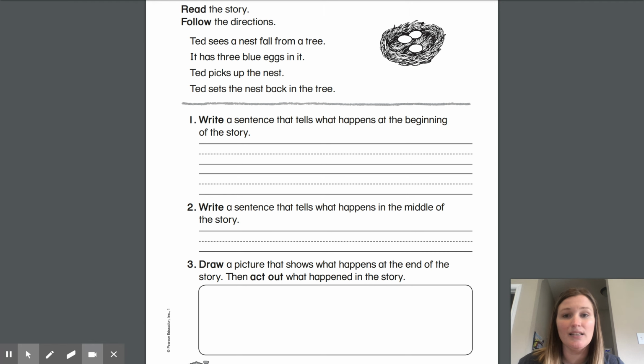So Ted sees a nest fall from a tree. It has 3 blue eggs in it. Ted picks up the nest. Ted sets the nest back in the tree. There is our story. So let's see.